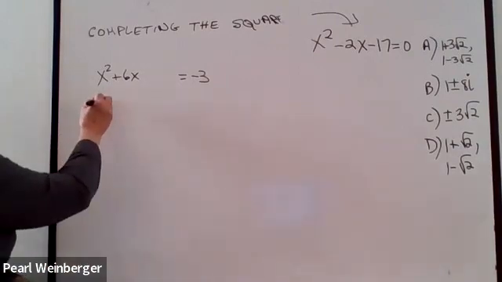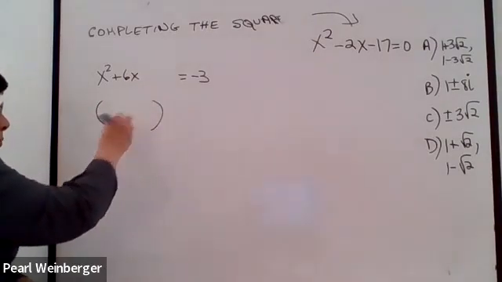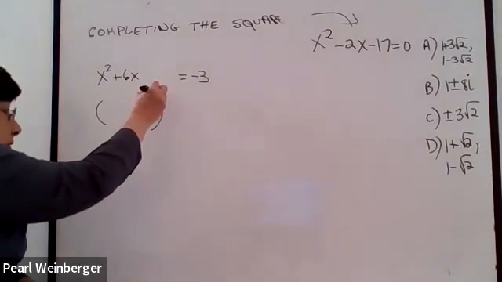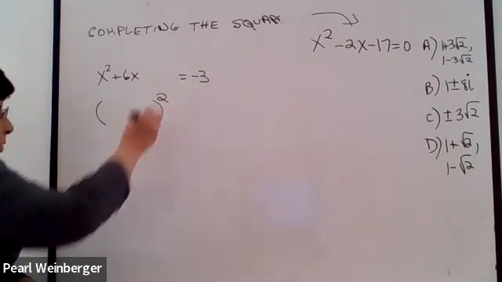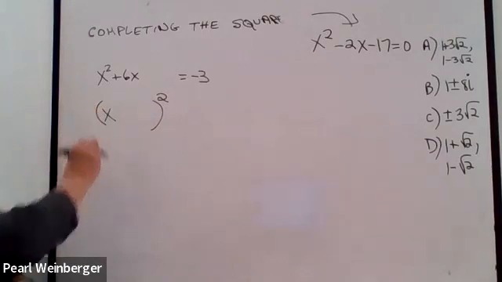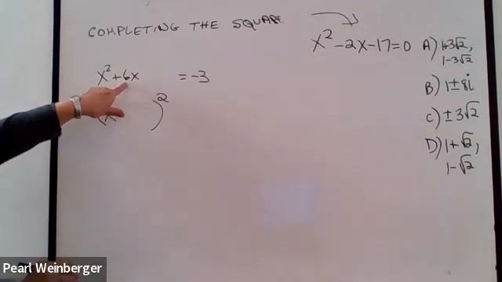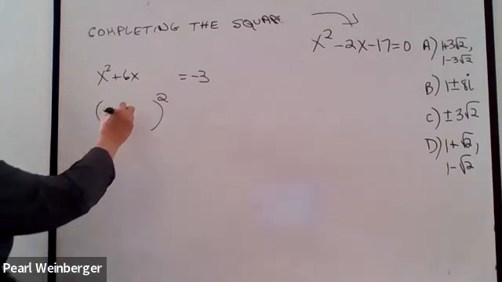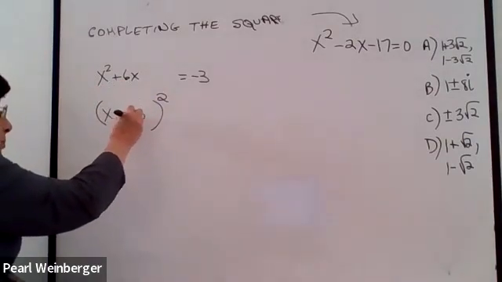So if we're going to use the completing the square method, we're going to end up with a binomial with a square on the outside. And of course, the first thing is going to be the x. And the second number is going to be half of the number that's in front of the x, the coefficient of the x. So half of 6 is 3. So it's going to have to be x plus 3.